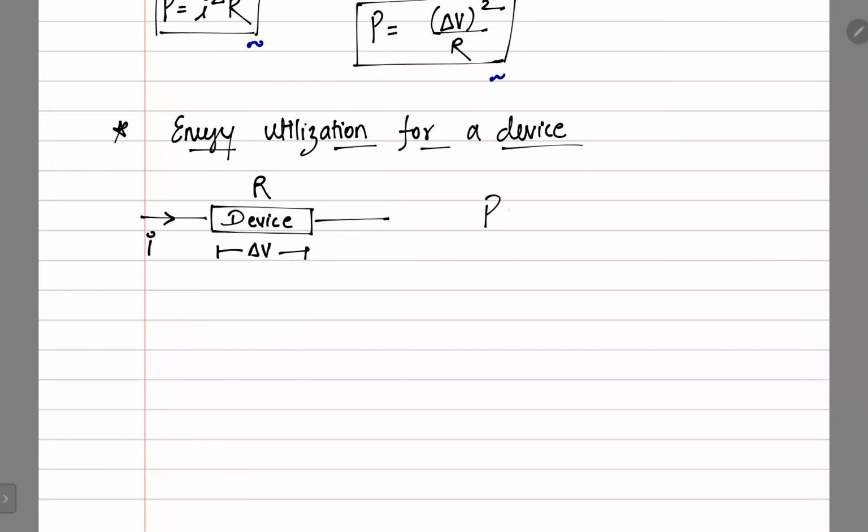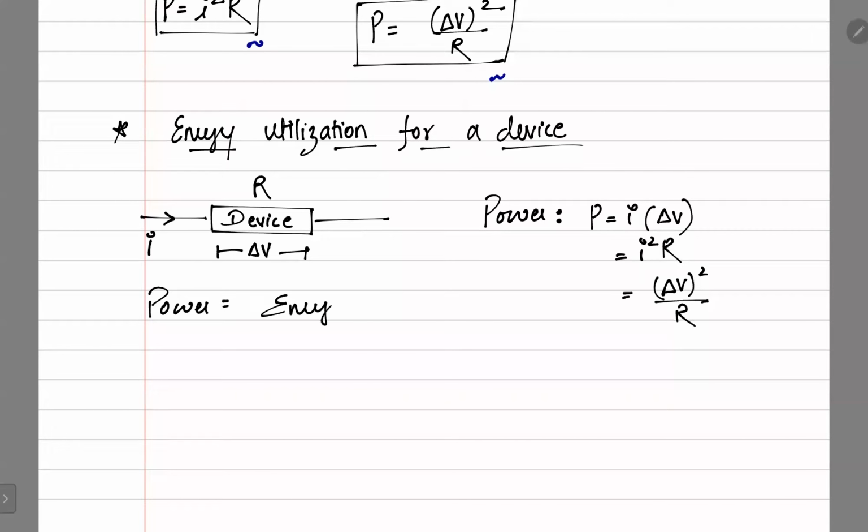Then the power P of device is written as I into delta V, which is nothing but I square R, which is nothing but delta V square upon R. That is the power. But I know that power is equal to energy upon time. This tells me that energy is equal to power multiplied by time.